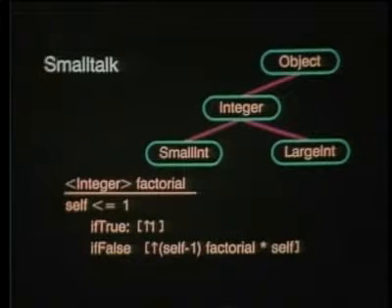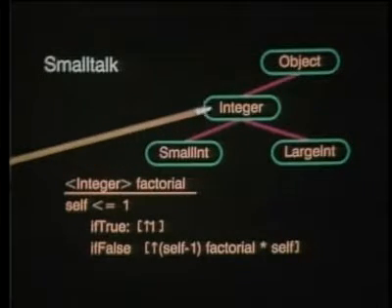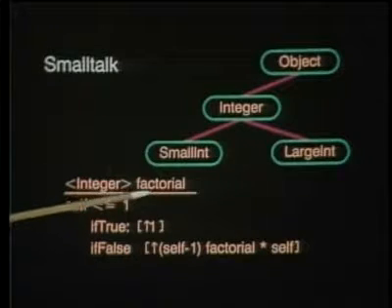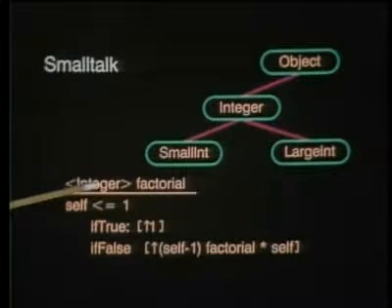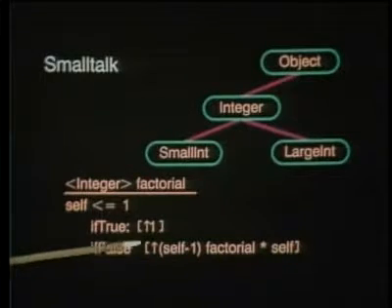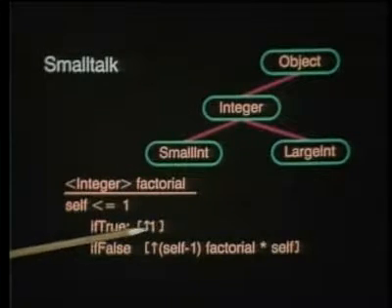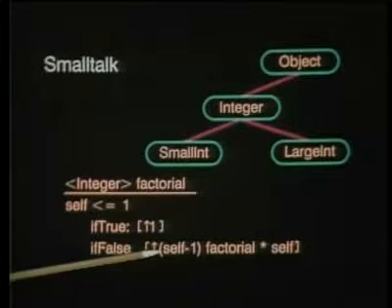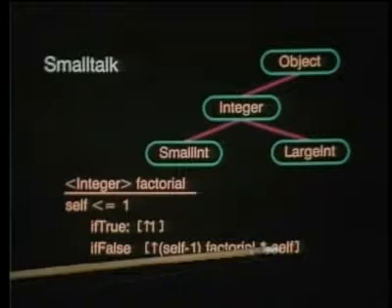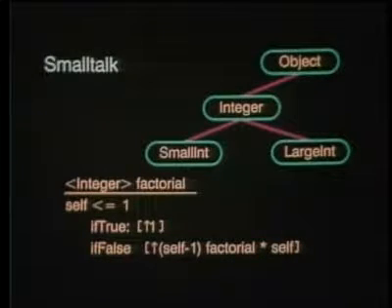Here's an example of factorial. And here's a simple description for how if you send the message factorial to an integer, then it says, am I less than or equal to 1? And if that's true, then return the result 1. If it's false, then return myself minus 1's factorial multiplied by myself. So this is a recursive definition of factorial.